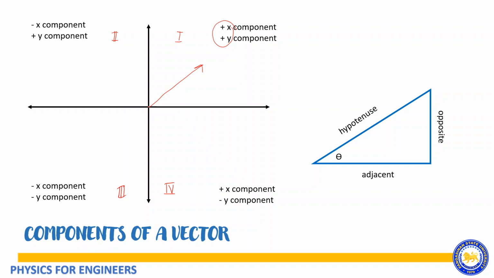Kapag nandito si vector mo, automatically, ang x component niya ay negative kasi going to the left na to, at ang y component is positive pa rin kasi going up. Okay? Pag ang vector mo ay nasa third quadrant, parehas na negative going left and going down. Tapos, dito sa fourth quadrant, ang x component mo ay positive but the y component is negative. Okay. You just have to take note of this.